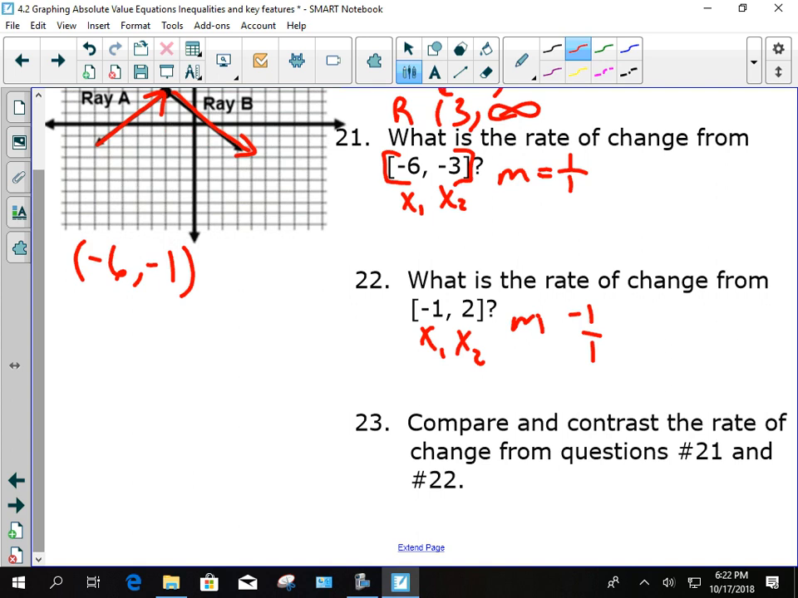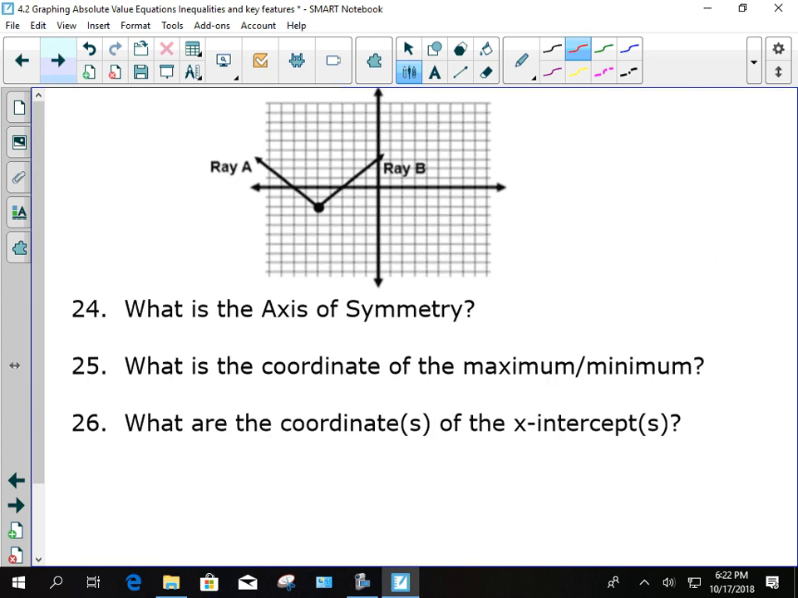Compare and contrast the rate of change. They're the same, because remember, rate of change, the negatives don't matter.